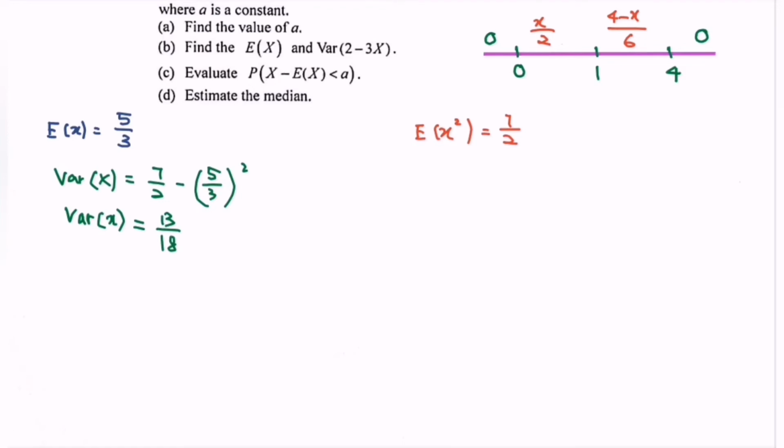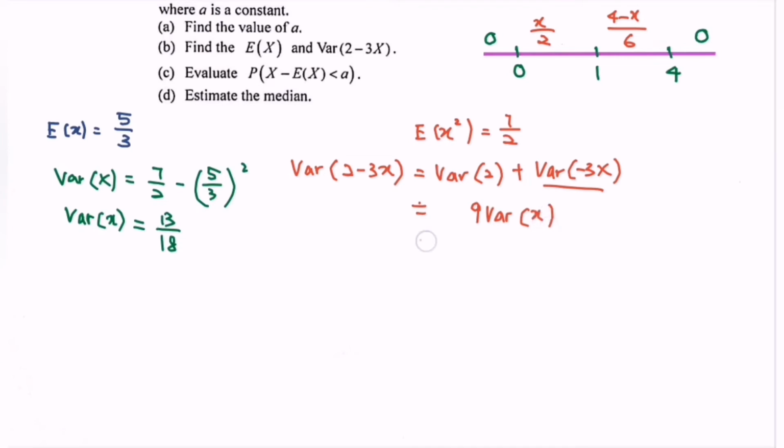Next, we continue. We have the variance of (2 minus 3X). By referring to the properties, we have variance of 2 plus variance of negative 3X. As we all know, the variance of 2 is 0. Then for this part, we will have 9 because of negative 3 squared, times variance of X. Kindly substitute, so we will have 9 multiplied by 13 over 18. So finally, we will have 13 over 2.